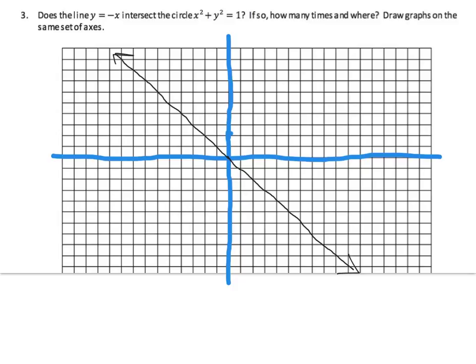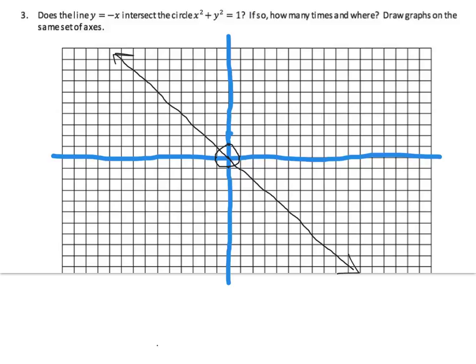My radius is 1, and my center is 0, 0. So those are my points. Let's see if I can, ooh, that was bad. See if I can draw a circle. Try one more time. It's about as good as it's going to get.